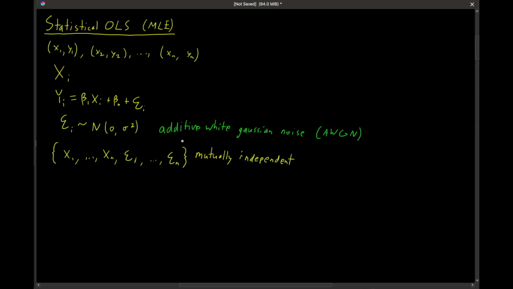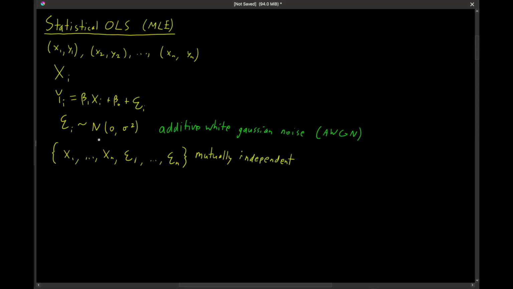The additive here means that the noise is being added to your underlying y. So if you have your Xi, you get this kind of underlying y here, which is beta 1 Xi plus beta 0. Then you get your plus epsilon i. And it's because of this plus that we get additive. If this had been a multiplication, for example, the underlying y times epsilon i, then maybe we'd call this multiplicative white Gaussian noise.